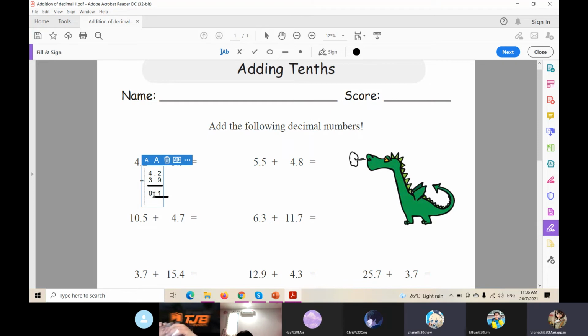You have to arrange it for me nicely, all of you, so that you can add your answer here, 8.1. Understand or not, class? You can put the 1 here, the small one, because you are adding, 9 plus 2. So you can put the added 1 here. Is it okay? Yes, teacher.